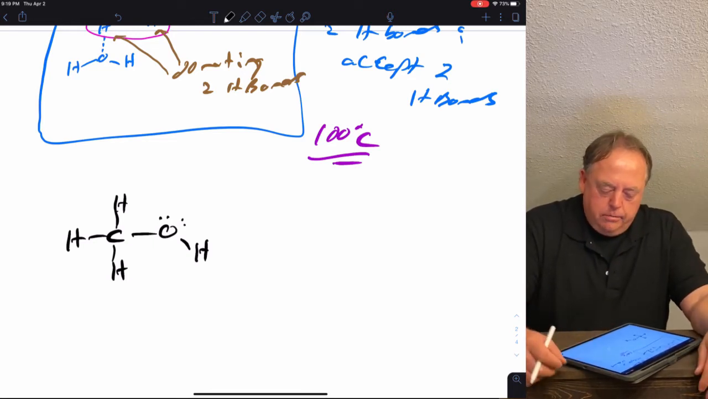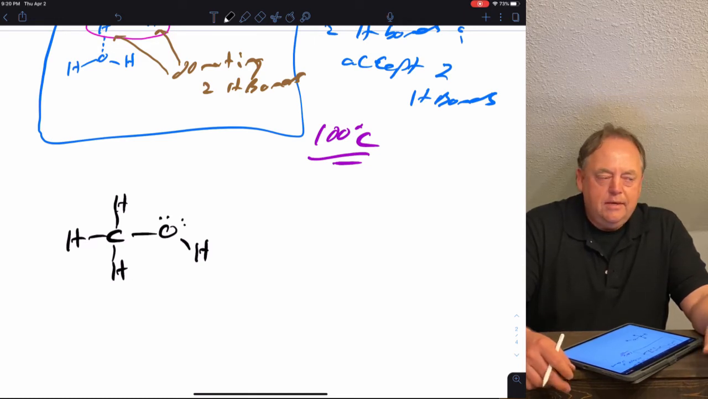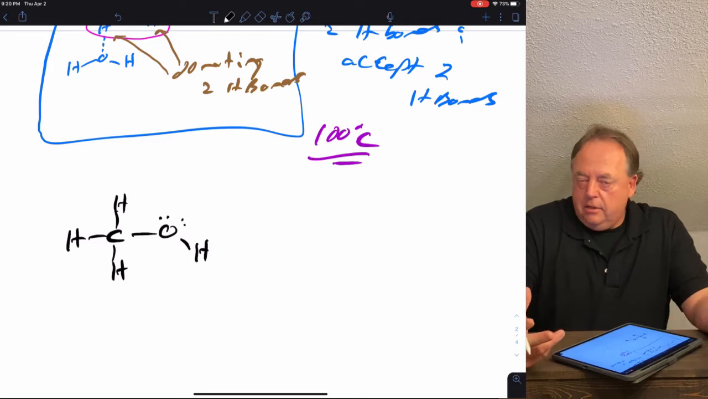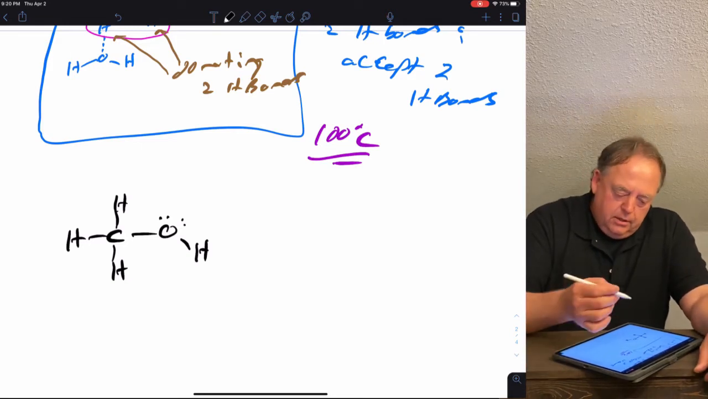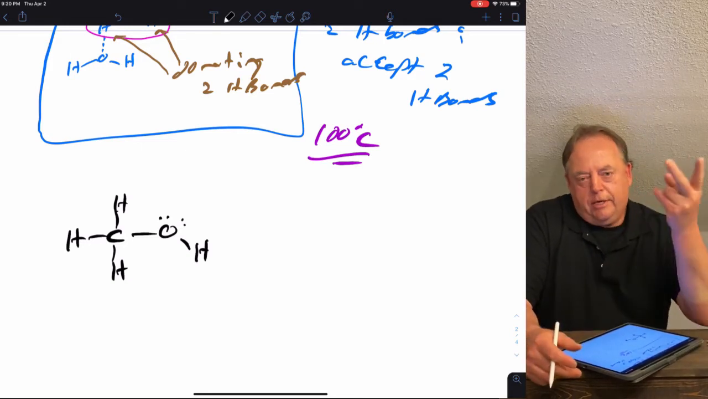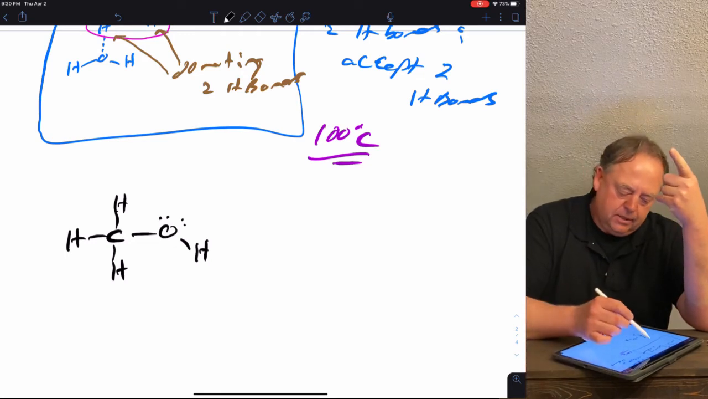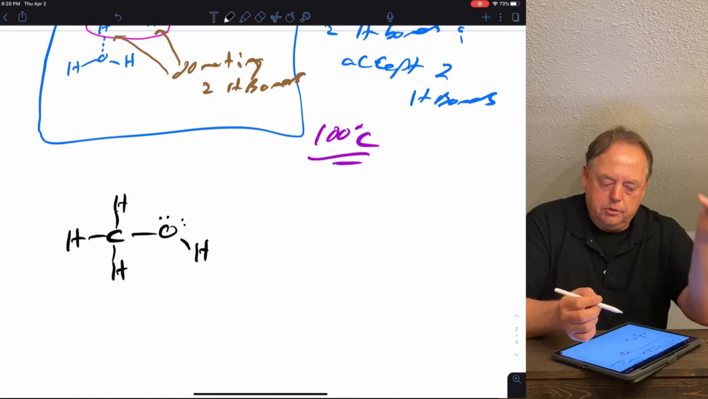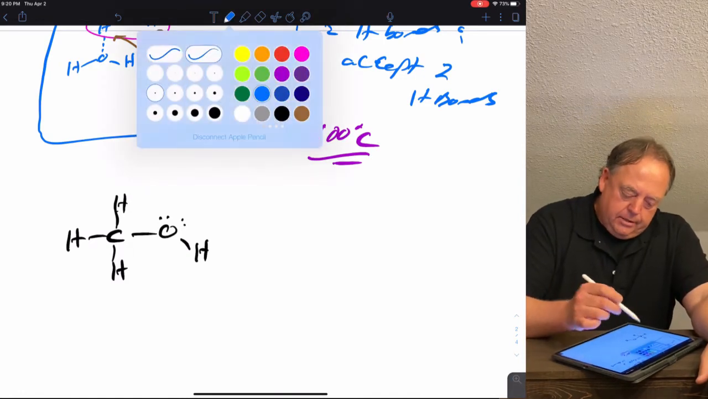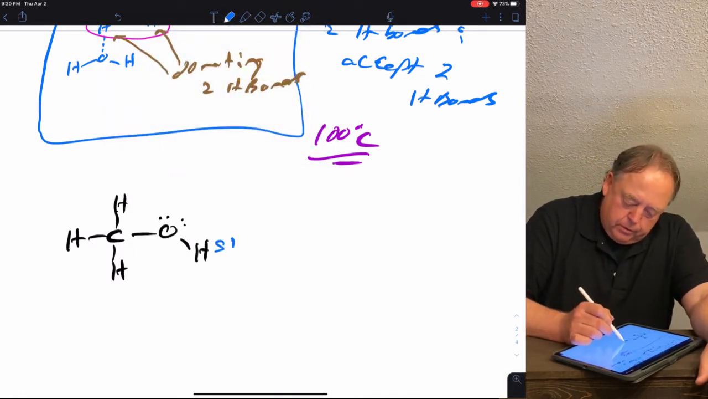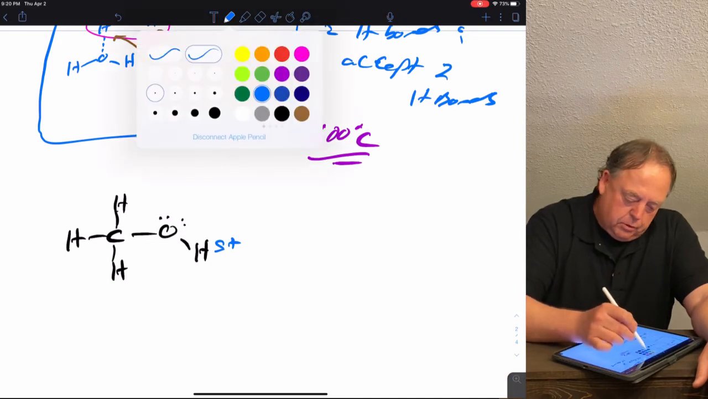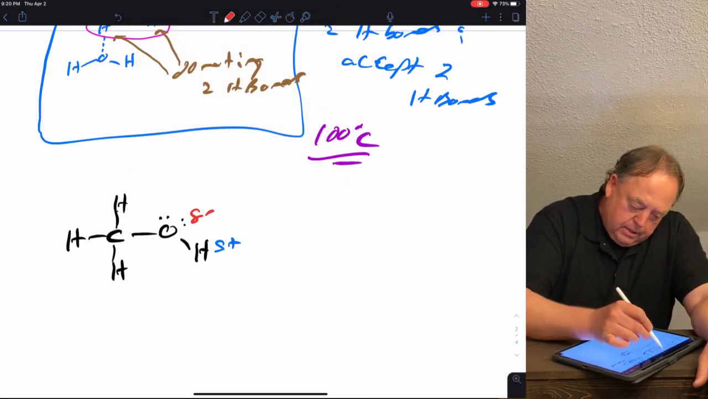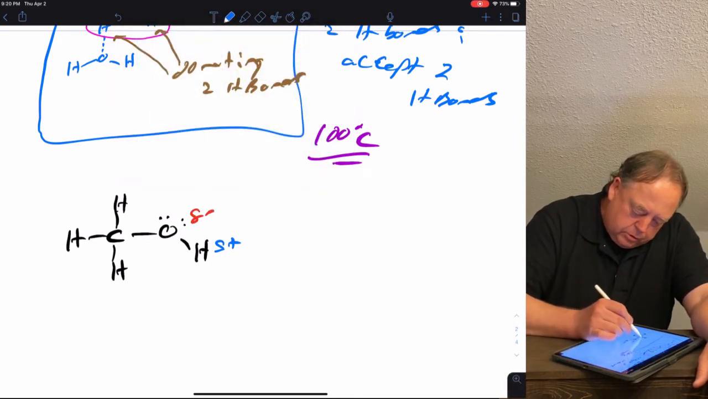So can this molecule make any of those 3 intermolecular attractions? And if so, let's pick the one that's the strongest. So can it make a hydrogen bond? To make a hydrogen bond, it needs two things, right? It needs a lone pair of electrons, on oxygen, and it needs a hydrogen that's partial positive. Does it have a partial positive hydrogen? And the answer is yes.